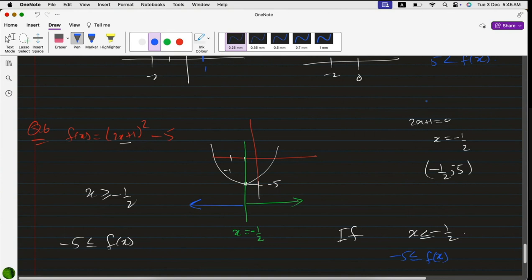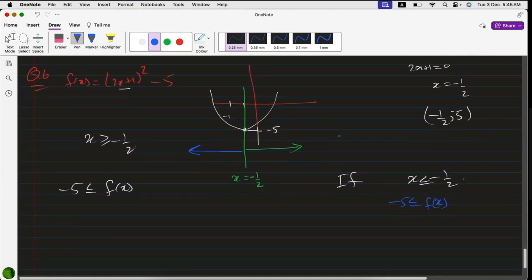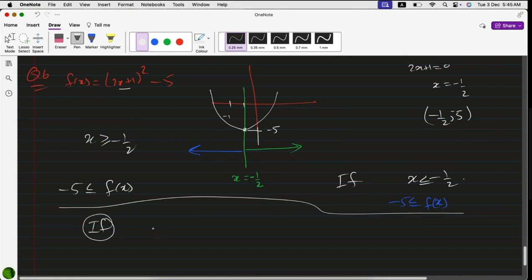Now change the value of x if you want to clear up. Same question, different value of x. So if instead of minus 1 over 2, it was 1, if x is greater than or equal to 1, now I see the graph is right in front of me and 1 would be to the right of the turning point.